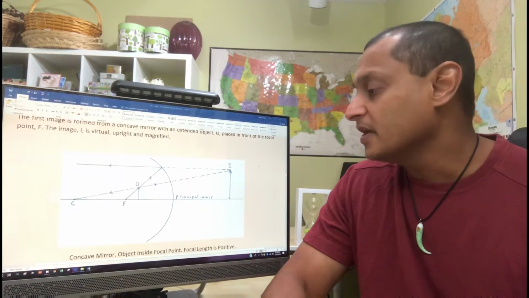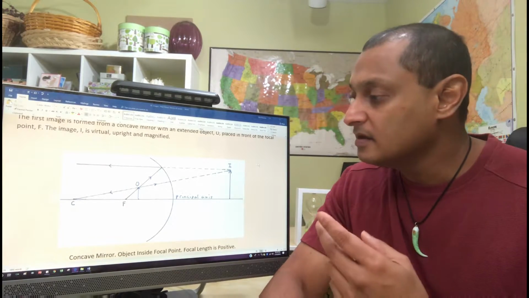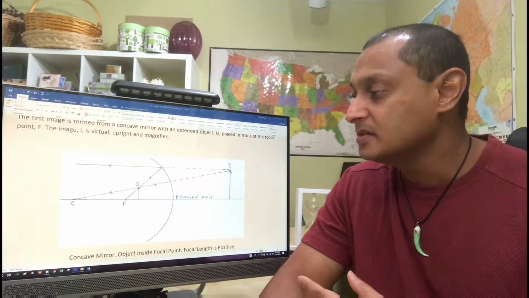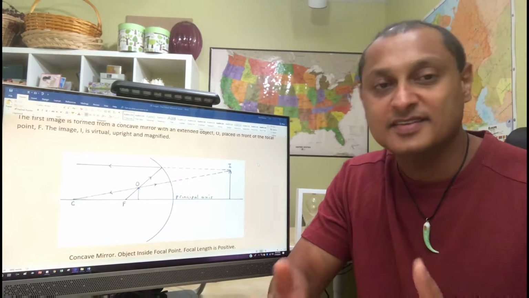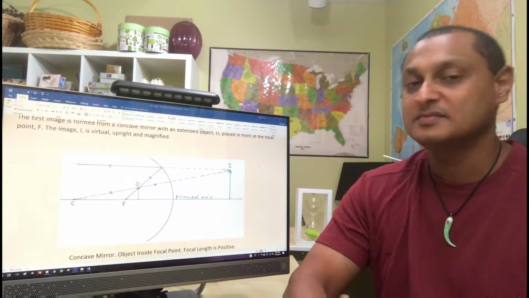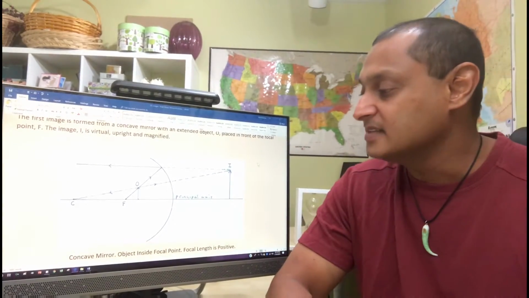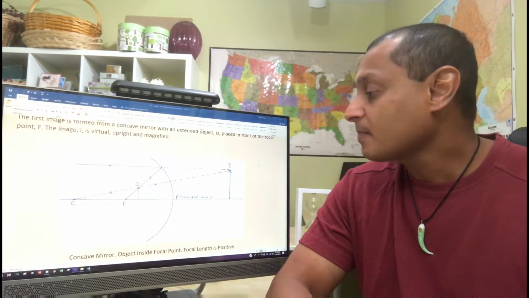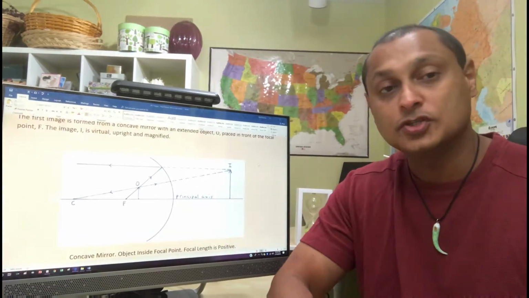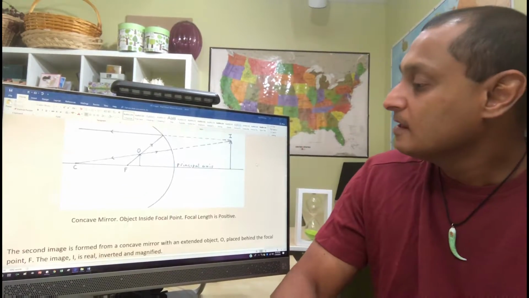So this is called ray tracing, and notice it takes just 2 ray diagrams of the light emanating from an object to find where its image is going to be located, if indeed at all an image can be formed. In some cases it cannot. We see here that if the object is placed inside of the focal point of a concave mirror, the image is virtual, but it is magnified and it is upright.